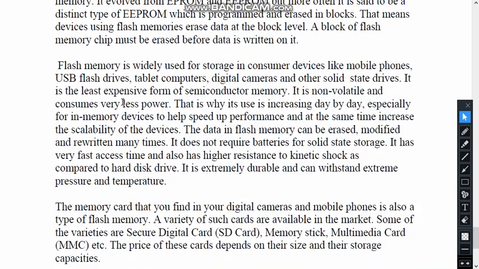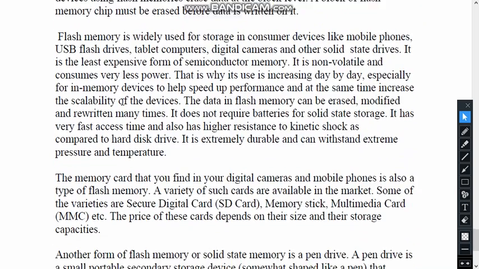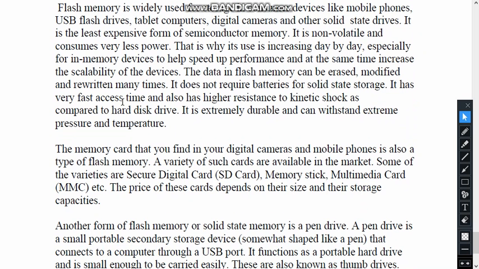If we see an example of flash memory, a memory card that we use in a digital camera or in a mobile phone serves as flash memory. A variety of such cards are available in the market, such as secure digital card, memory stick card, multimedia card.